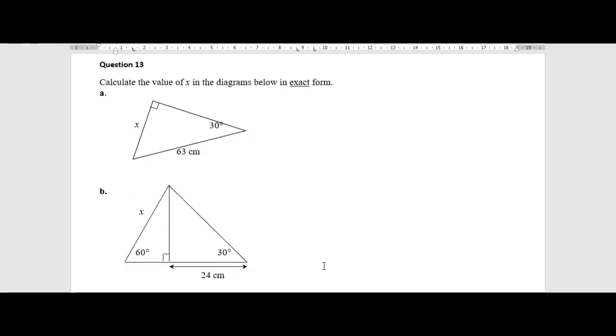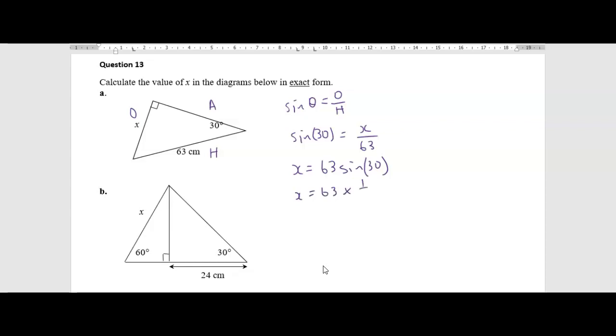Calculate the value of x in the following diagrams. So right angle triangles, similar to the ones we did before, so let's just label them. Okay, so this one we're going to be using sine. So sine 30, opposite is x, hypotenuse is 63. Sine 30 is a half, but let's just do x equals 63 sine 30. So half of 63 is 31.5 centimetres.